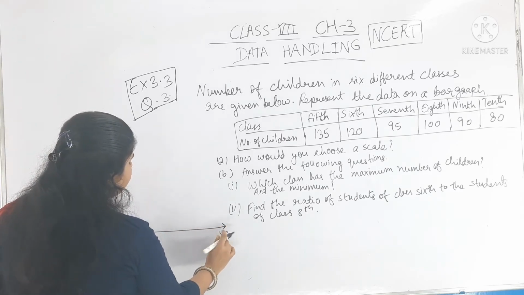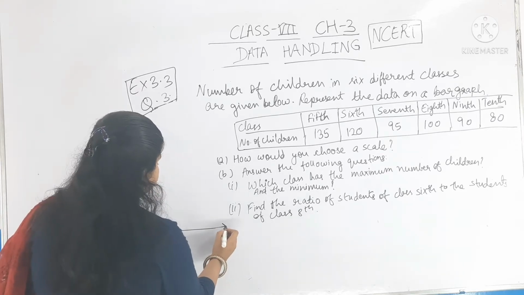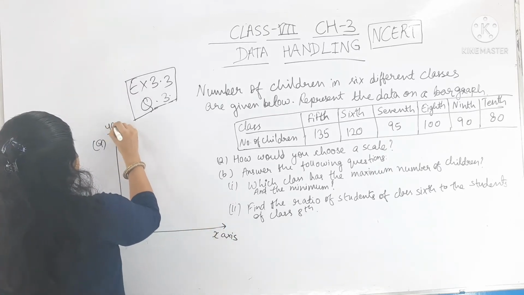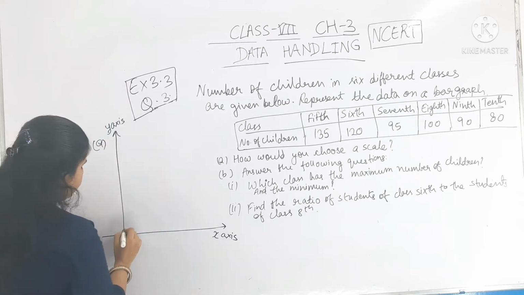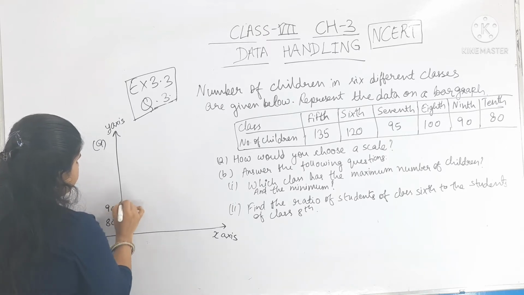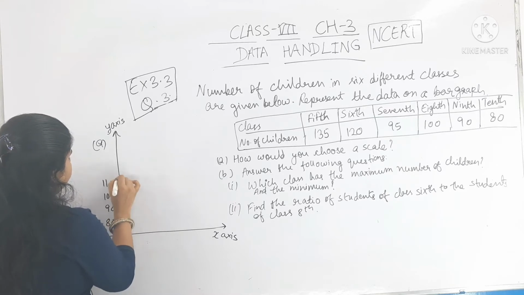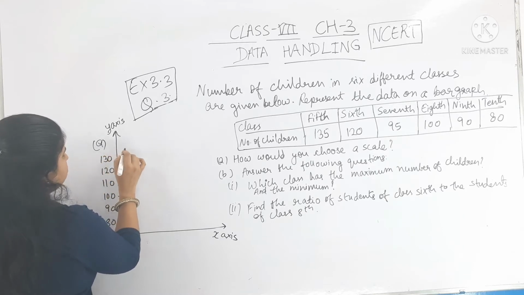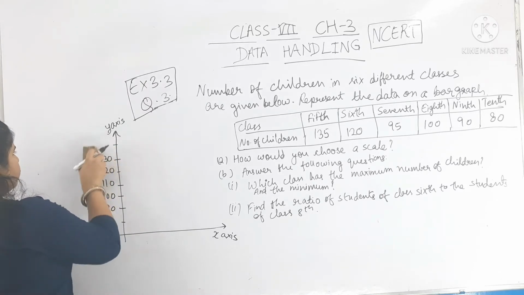This is the x-axis and this is the y-axis. Okay, so I am choosing here 80, 90, 100, 110, 120, 130, up to 140 I am taking here.